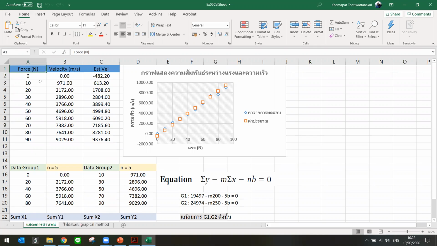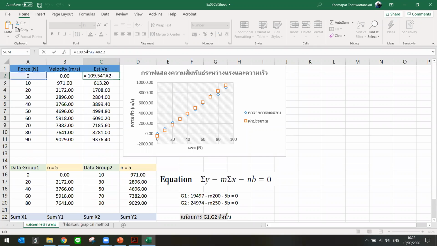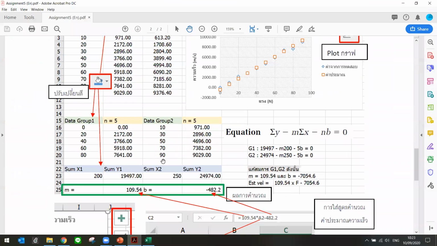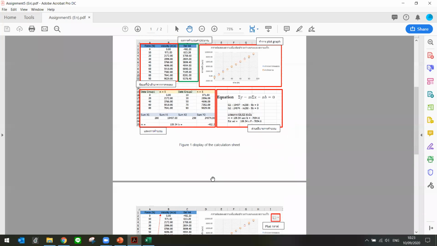So you follow the steps that I just gave you in the lecture. You need to first of all divide the data into two groups, right? The first group would be 0, 20, 40, 60, 80. In this case, we have data group 1 and data group 2 as well. And after that, I have the summation of this, and I use the formula to calculate m and b. Okay, and you're going to find the solution here, where we have the a and b like this. I put this in the assignment sheet already. You can study all of the steps following the instructions.